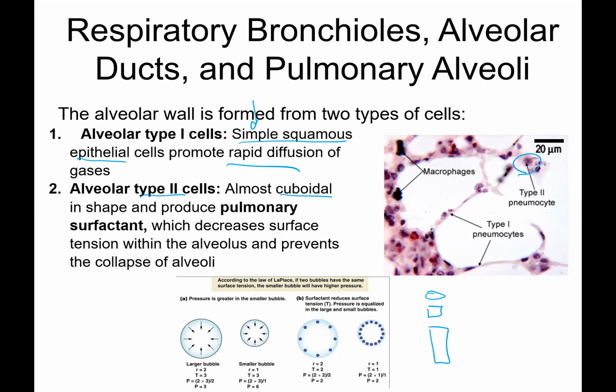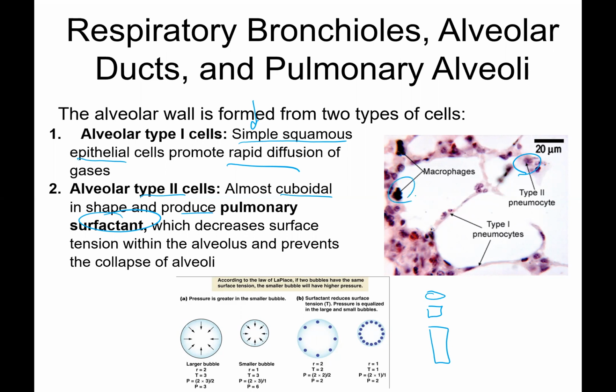The alveolar type 2 cells produce the surfactant. Surfactant helps reduce surface tension. It also offers a little bit of lubrication, a little bit of moisture inside of that area.